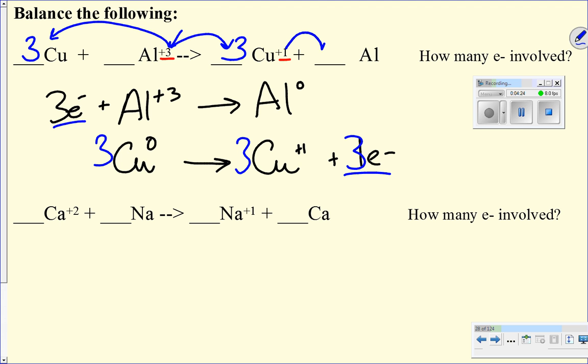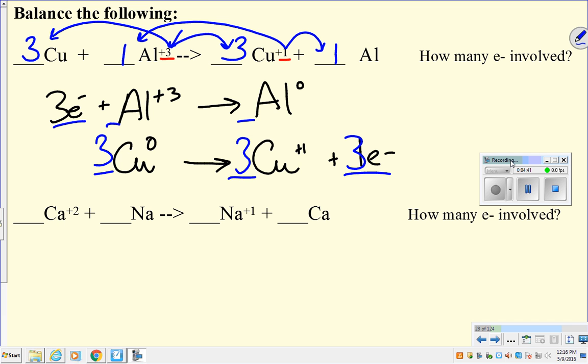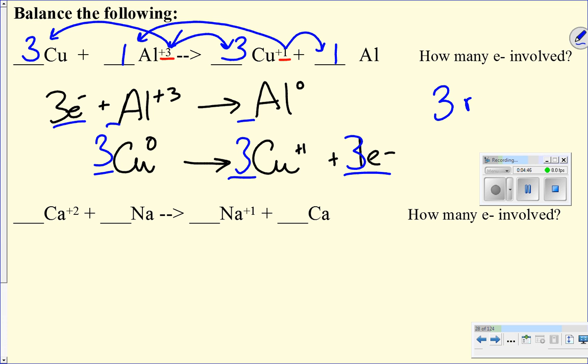The 1 with copper is telling me to put 1's with my aluminum, which I have 1's here. And again, you could leave those blank. I have 1's in my aluminum half reaction, and I have 3's in front of copper in my copper half reaction. Another thing that you have to actually identify is the number of moles of electrons involved. How many moles of electrons are being transferred here? 3 moles of electrons. So 3 moles of electrons are being lost by copper and being gained by aluminum.